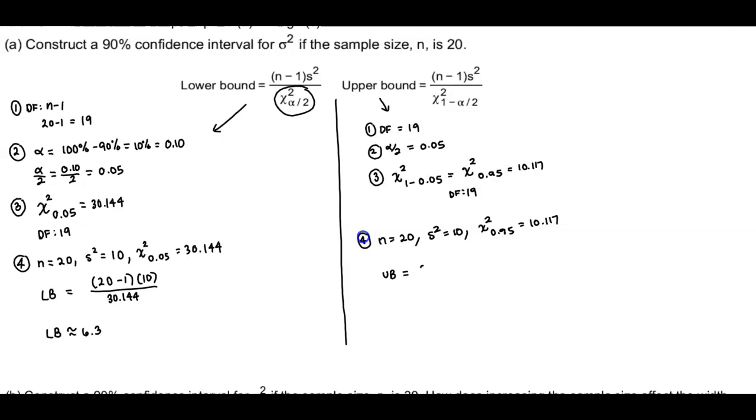So we get 20 minus 1 times 10 all over the critical value of 10.117, and therefore we get the upper bound to be 18.78.